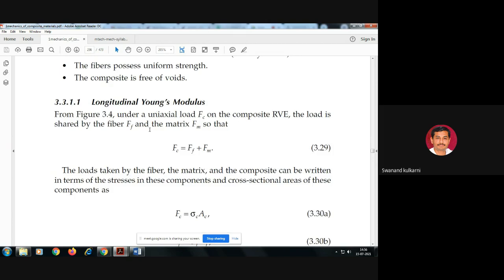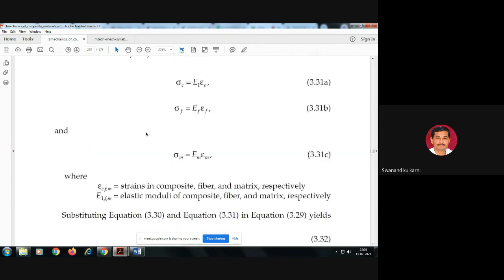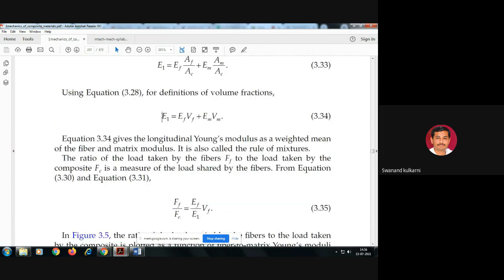With reference to that, we calculated the longitudinal Young's modulus. And finally, when we calculated the longitudinal Young's modulus, the equation we got with reference to the matrix and reinforcement material is E1 = EF VF + EM VM. Is it okay? This is the Young's modulus calculated in the longitudinal direction.